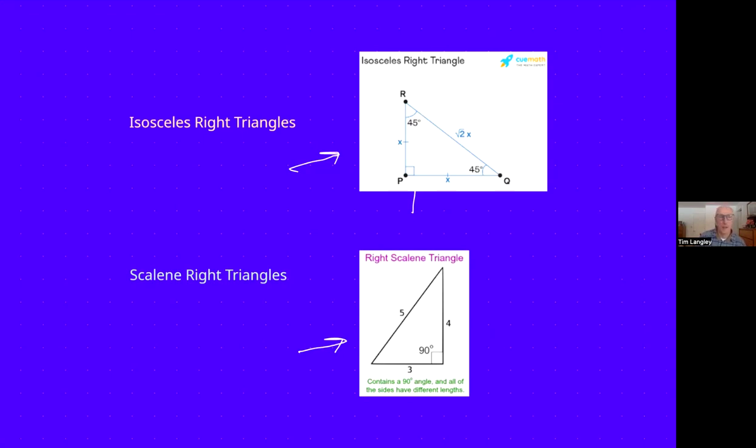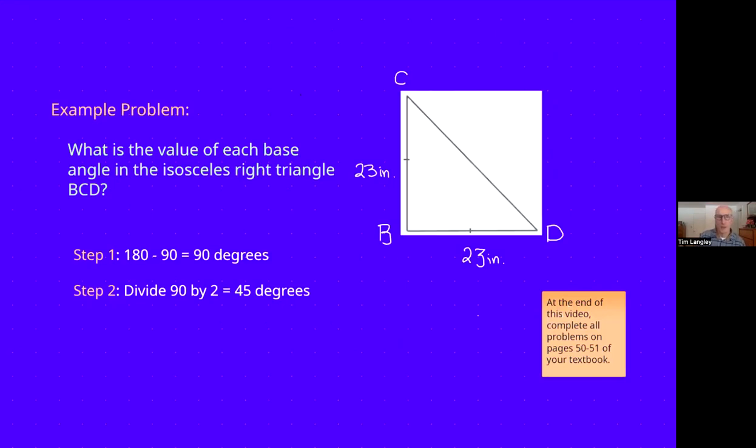Now we're going to move on to an example problem that I just mentioned. Okay. What's the value of the base angle in the isosceles right triangle BCD? All right. So it's asking for what's the base angle in the isosceles right triangle. So which angle is that? Okay, so I'm going to change the color of my pen here so it'll actually show up a little bit better. So we know that it's an isosceles right triangle. So we know this one here is 90, okay? We know that already, that this one's 90.